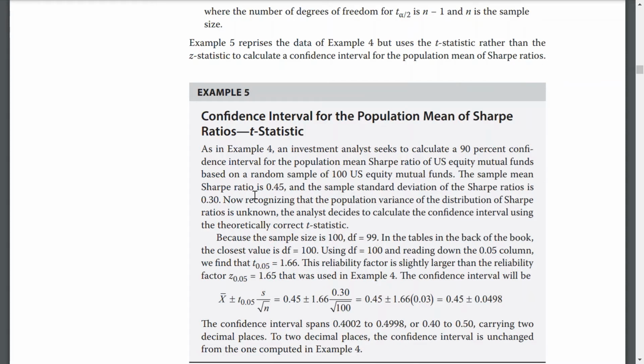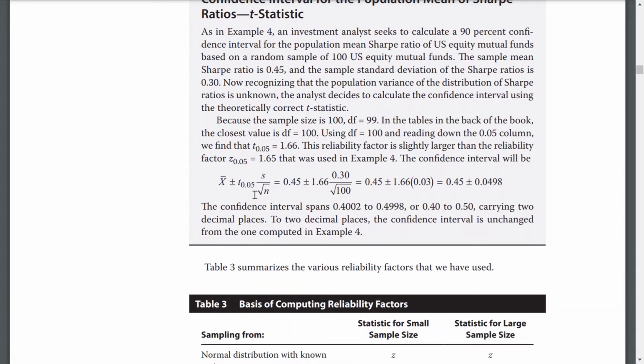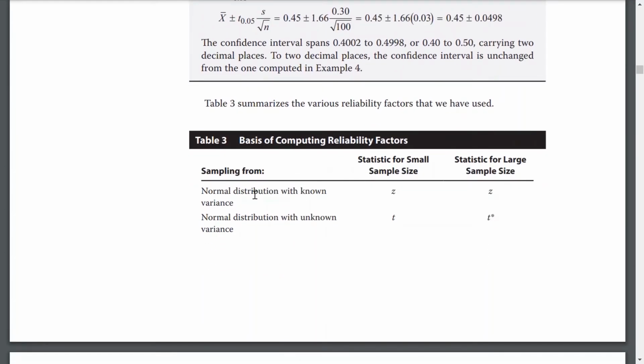The confidence interval will be x bar equals 0.45 plus or minus 0.0498. The confidence interval spans 0.4002 to 0.4998, or 0.40 to 0.50, carrying 2 decimal places. To 2 decimal places, the confidence interval is unchanged from the one computed in Example 4. Table 3 summarizes the various reliability factors that we have used.